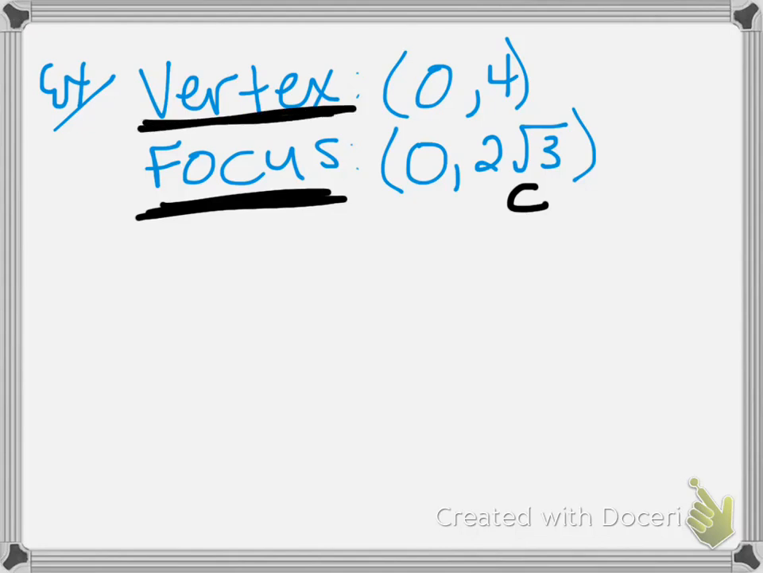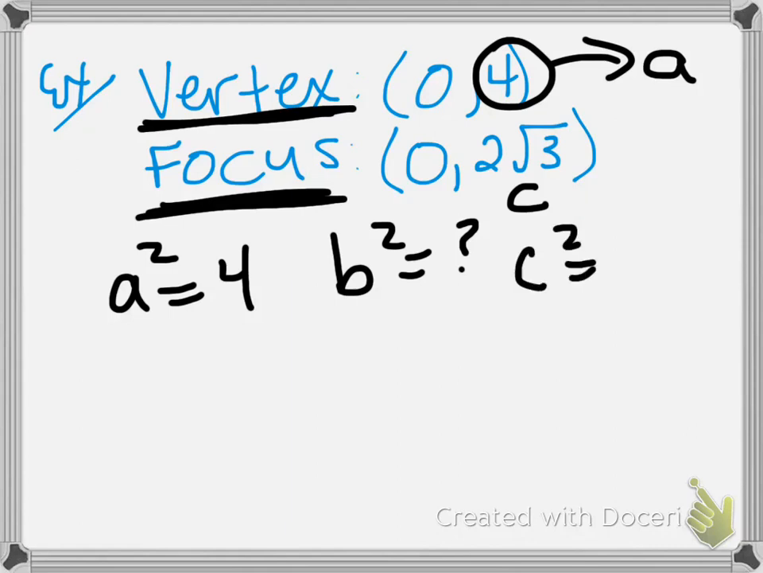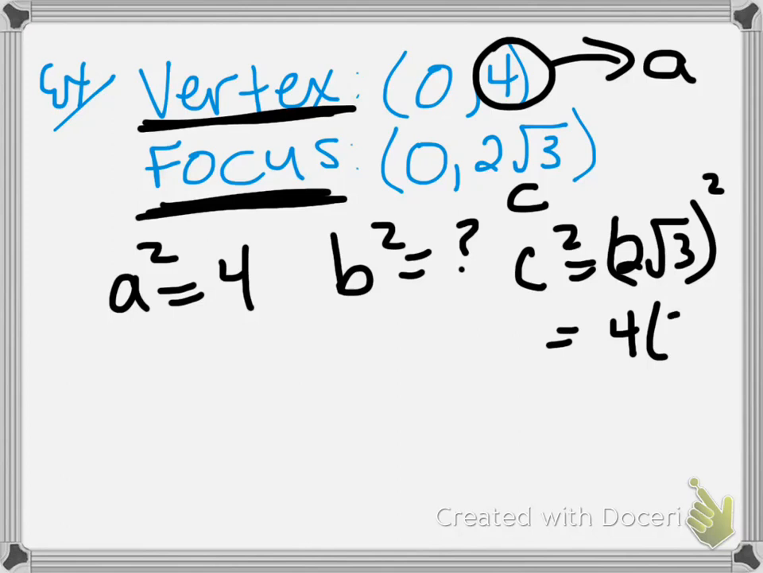The vertex is always going to be A, and then the focus is going to be C. So a squared is 4, b squared we don't know, that's a question mark, and c squared would be whatever you get when you take 2 square roots of 3 and you square it. Well, when you square that, it's actually going to be 4, because 2 squared is 4, and the square root of 3 squared is 3, so 4 times 3 is 12.